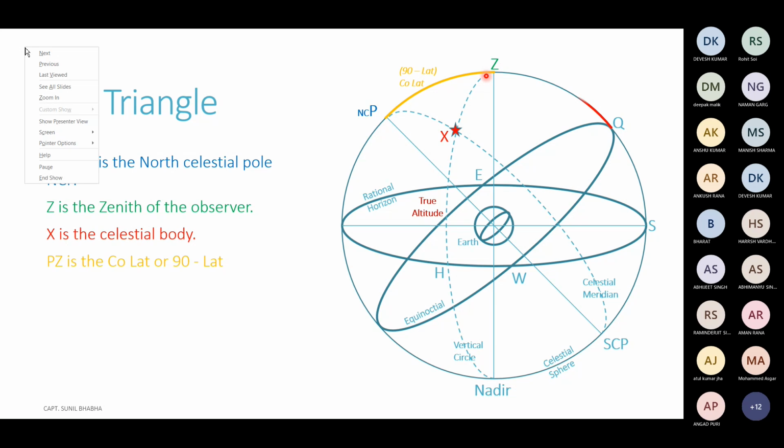Beta, any doubts up to here? Sir, ZQ is not called declination, right? No beta, declination is of the celestial body. Z is representing the observer's position. So ZQ is the latitude of the observer. Okay sir, okay. And beta, any other doubt? Okay, very good. Let's proceed ahead.